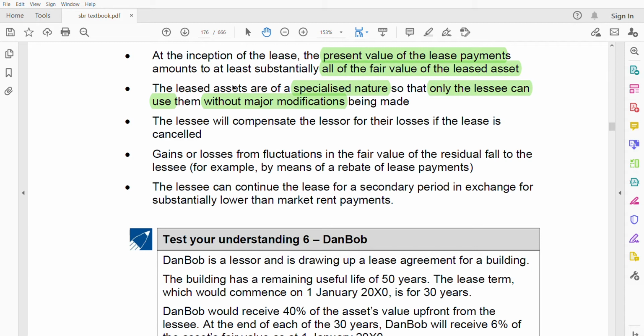So since the lessee is the one bearing the risk, it's a finance lease. Next, gains or losses from fluctuations in the fair value of the residual fall to the lessee, for example, by means of a rebate of lease payments.